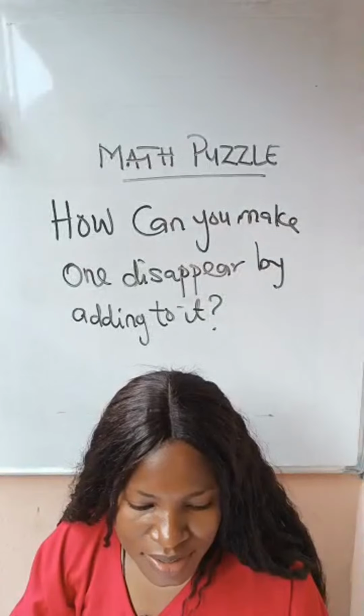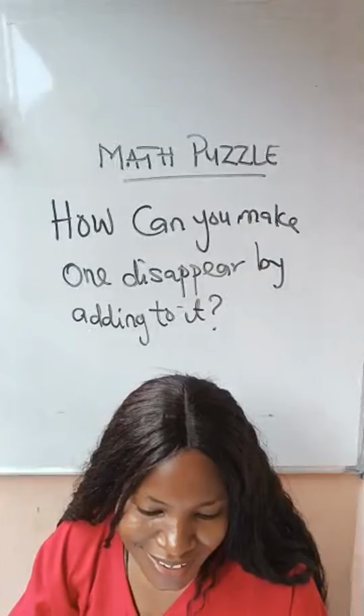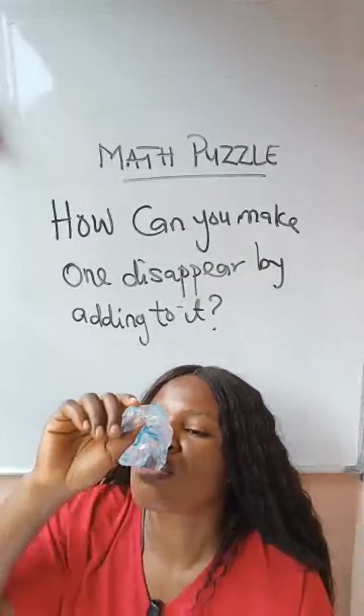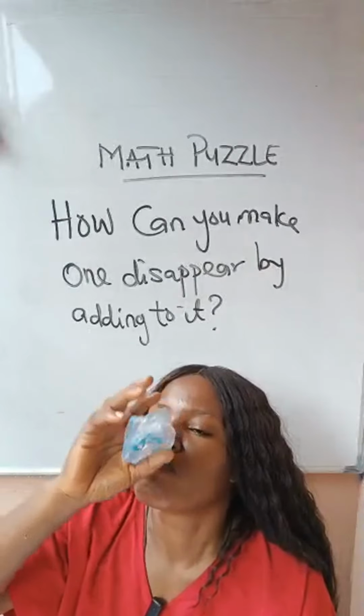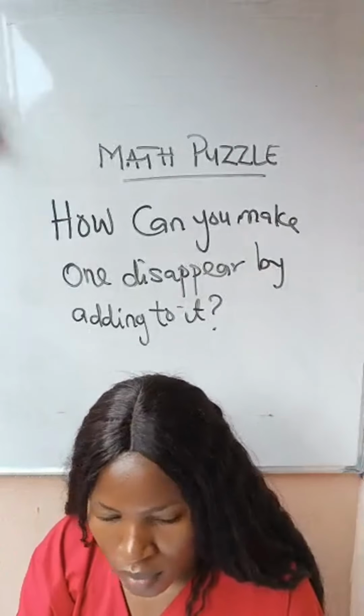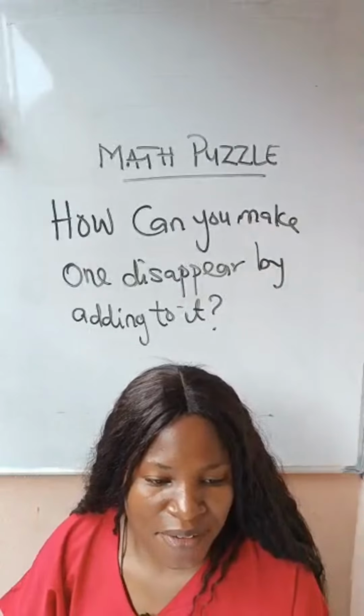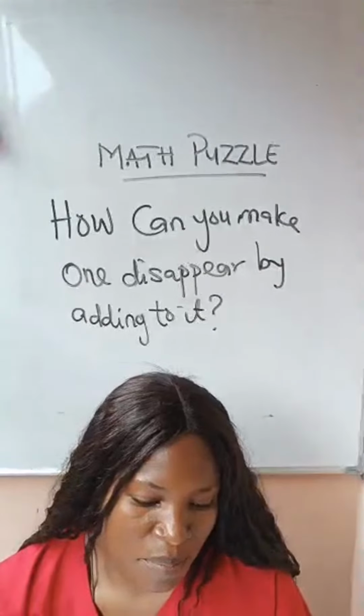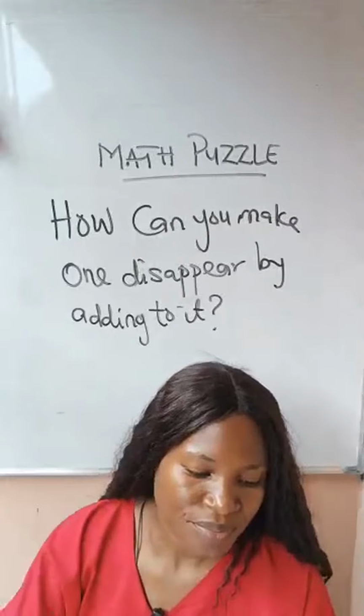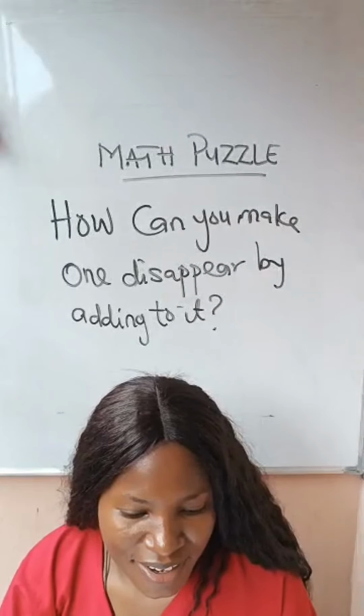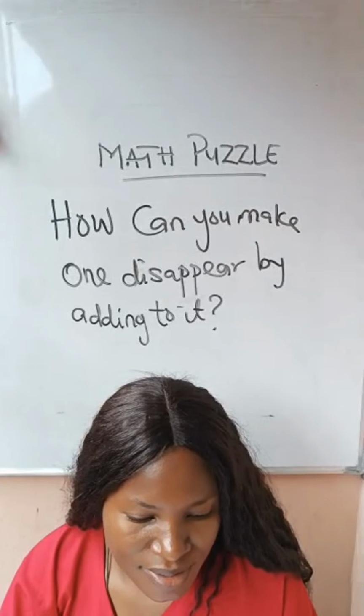I had 1 leash, I added some salt, now it's gone. Okay, let's go. How can you make 1 disappear by adding to it?